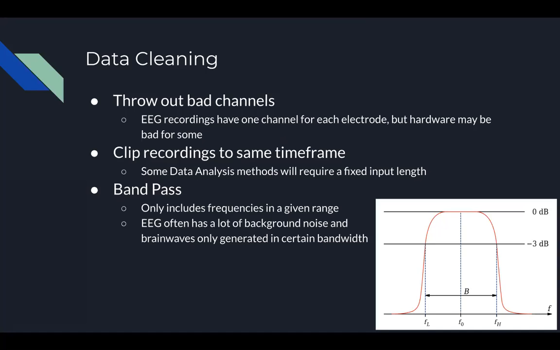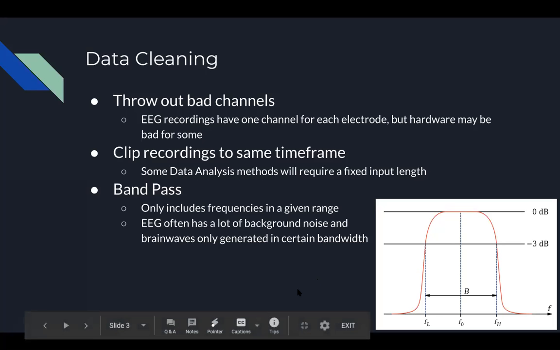To get rid of that, the first thing we do is throw out the bad channels. We have 8 different electrodes that sit across the person's skin. Maybe one of these electrodes is faulty or in the wrong position. We can just throw out a channel like that. And if we stick to throwing out that channel for all of our data collection, then we should be fine. And then after that, we want to clip the recordings to the same time frame.